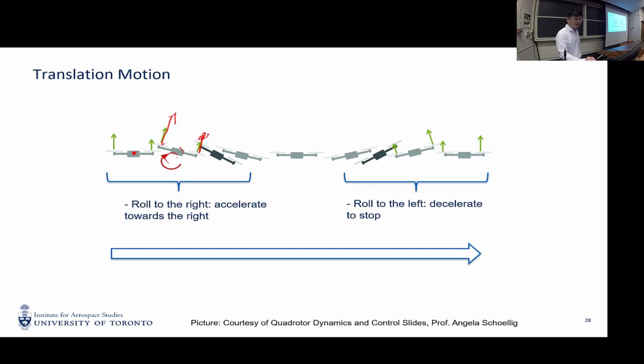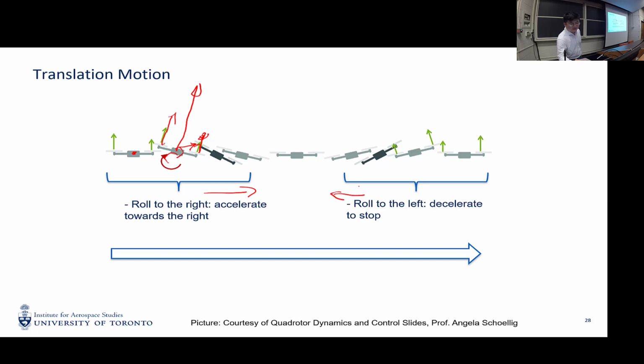That will create a net moment. Because of this net moment, the quadrotor will tilt a little bit to create a net horizontal force to accelerate the quadrotor. And then the quadrotor will gain a horizontal speed, so it moves sideways.